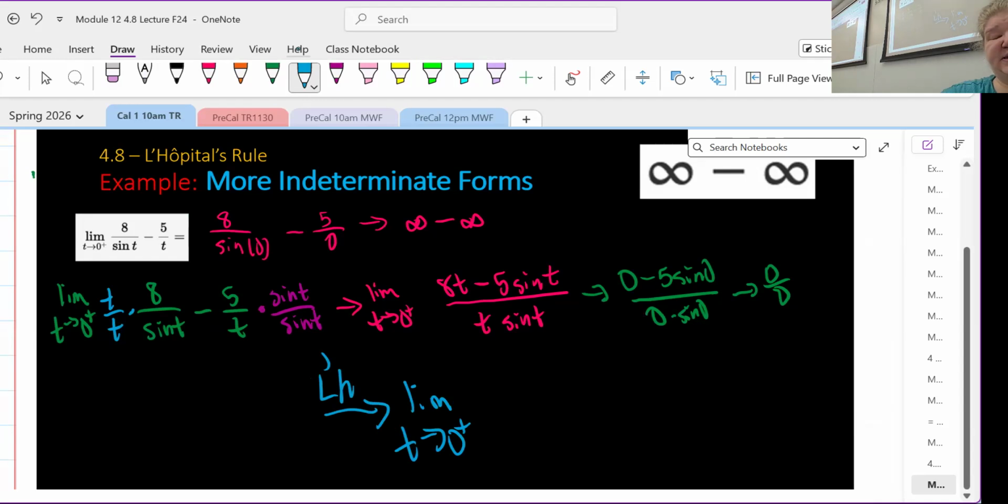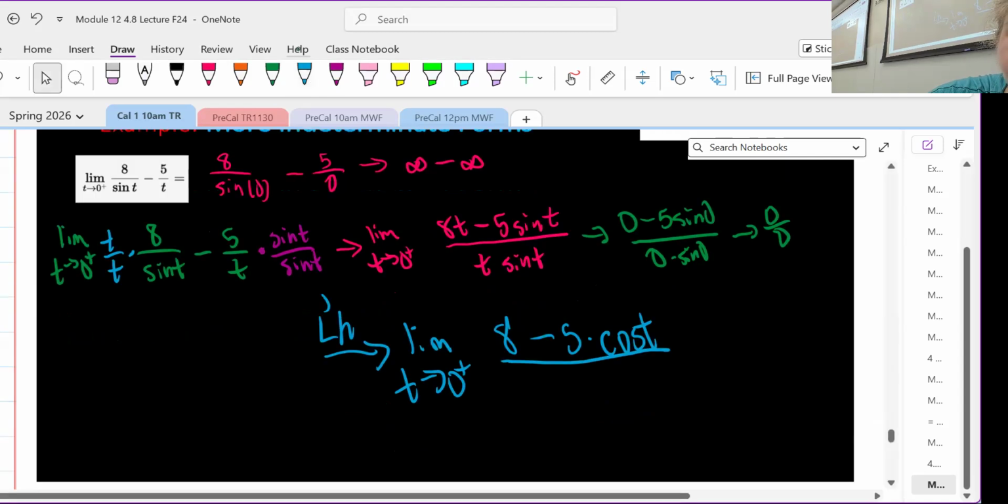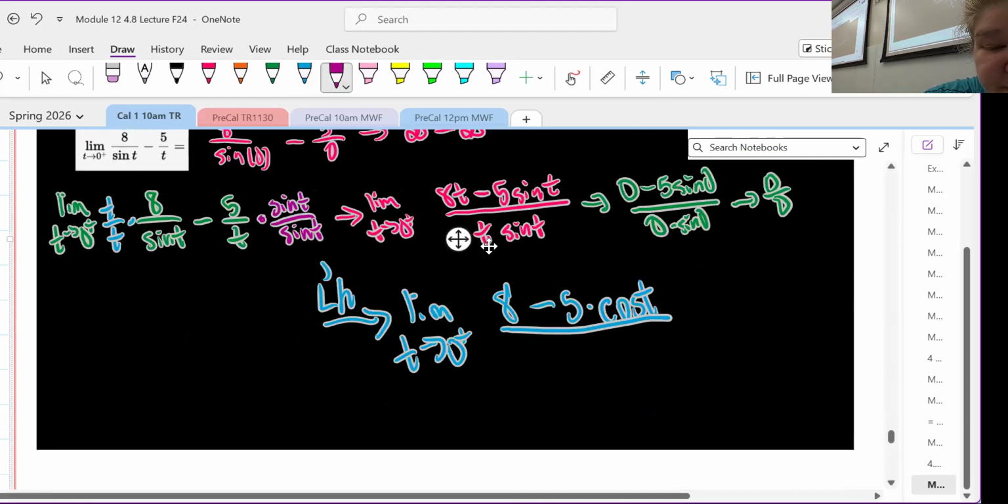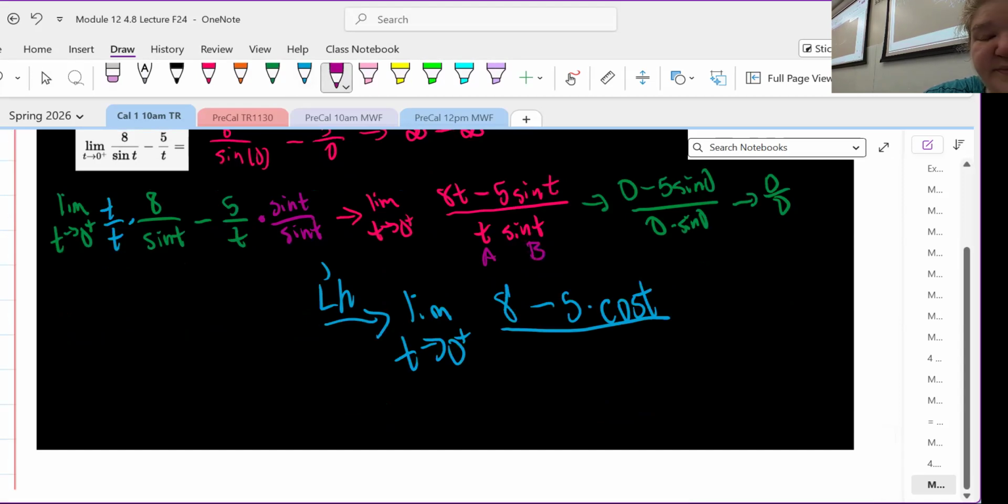So still the same limit as t approaches 0 from the right, but now it will be 8 minus 5 times the derivative of sine, which is cosine. And then on the bottom, we get a product rule. So the derivative of the first one is 1 times, keep the second one the same, sine t, plus, now we keep t the same, times the derivative of sine, cosine t.